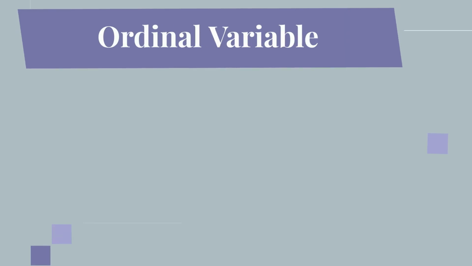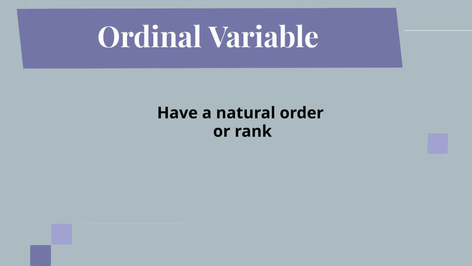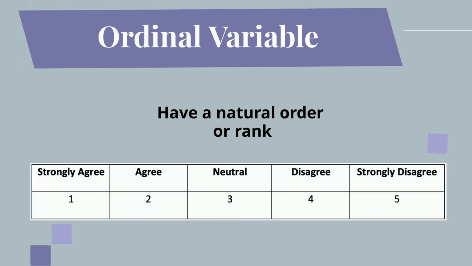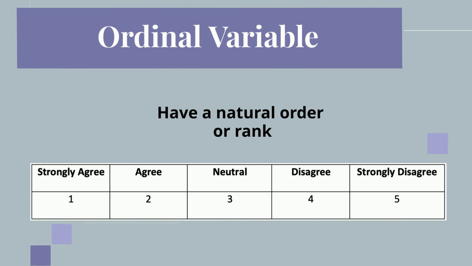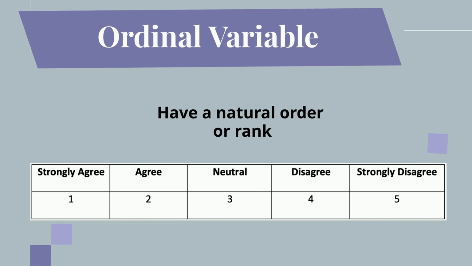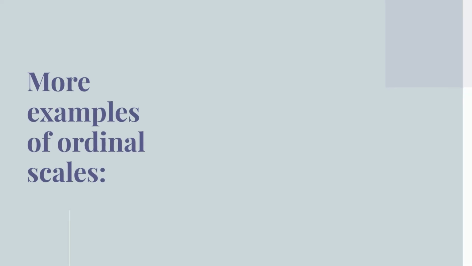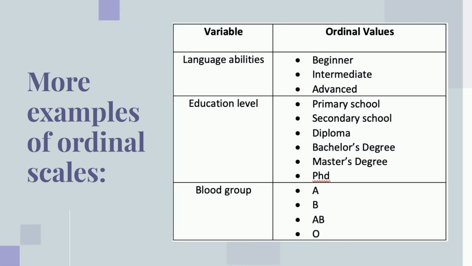Another type of categorical variable is the ordinal variable. It is distinguished from the nominal scale by having a ranking. An example of ordinal data that is widely used is the Likert scale. This is an example of a Likert scale. This table is called a 5-point ordinal scale. In this case, it is used to rate the degree to which the respondents agree with the statement. Other examples include the different levels of language ability, different education levels, and also blood group.